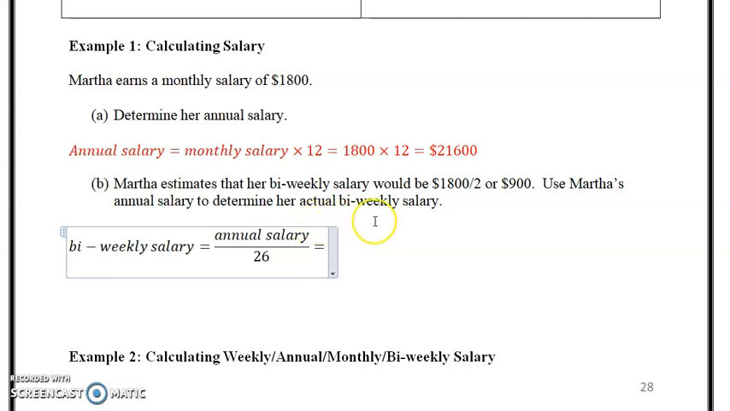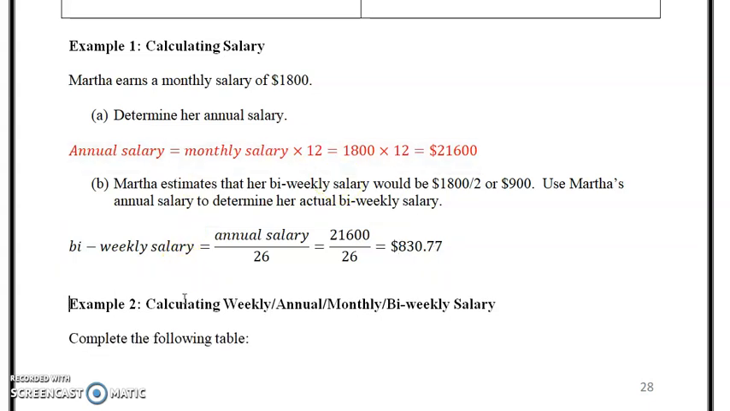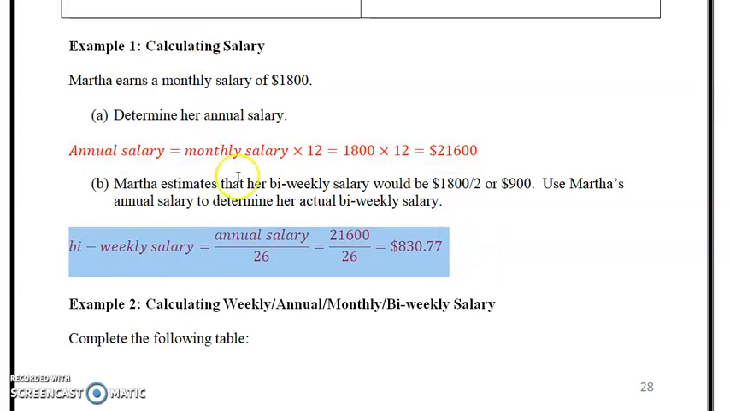So that would equal the 21,600, and we divide that by 26. All right, so 21,600 divided by 26, and she was close, but not, right? Because we knew this was going to be a little less than that, right? And we get 830.77. So $830, because it's going to be a little less because there's actually 26 of these, not 24 in the estimate in the above there. All right. So that's biweekly salary as well.